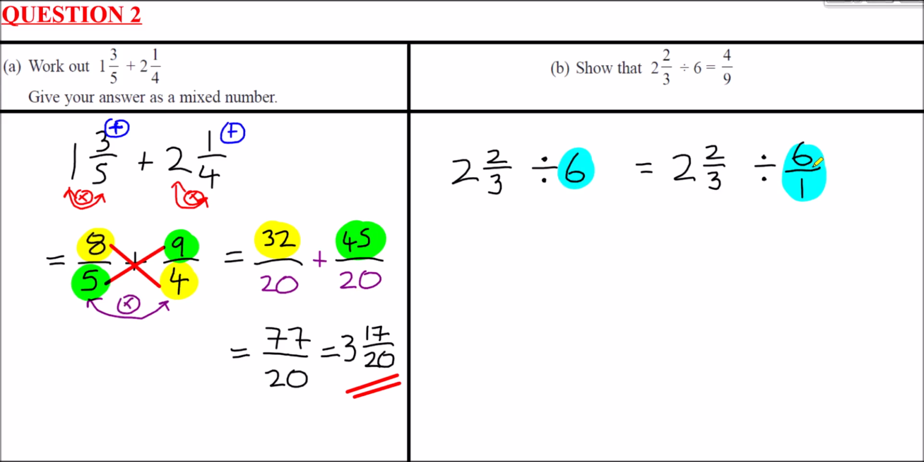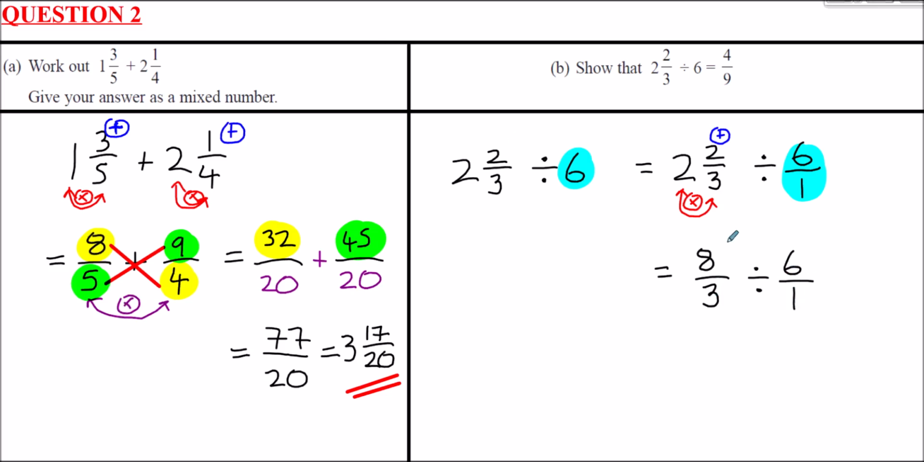But now, like we did for part A, we need to make sure any mixed numbers become top-heavy fractions. So that 2 and 2/3 needs to change. So 2 times 3 gives us 6, and then we add the 2 on the top. So the 6 we had plus 2 gives us 8. So we can rewrite now this as 8/3 divided by 6 over 1.